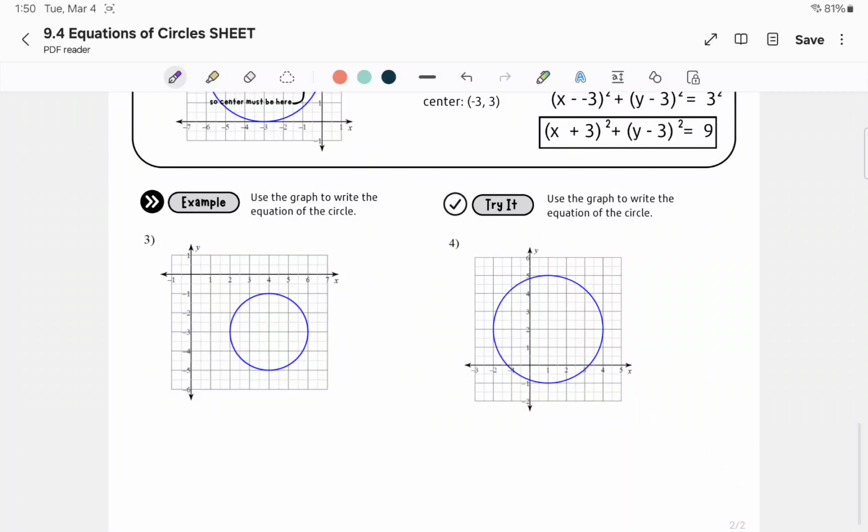So for number 3, or sorry, example 1, example 3. So now I can just look at this and see the center is going to be right here.